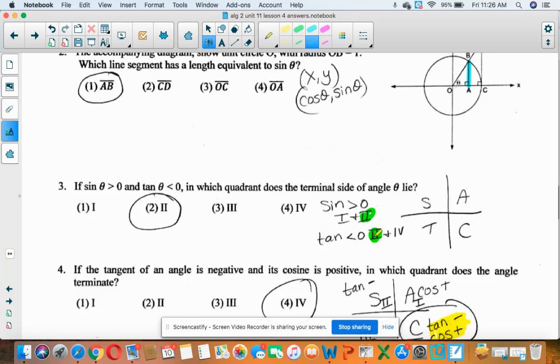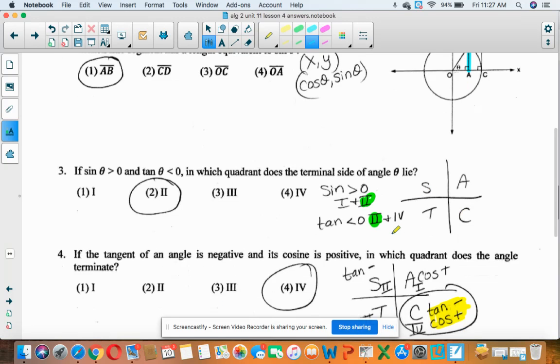Tangent is less than 0. That means it is negative. Tangent is negative in quadrants 2 and 4. So where is this both happening? What do they have in common? Quadrant 2. So in quadrant 2, sine is greater than 0 and tangent is less than 0.